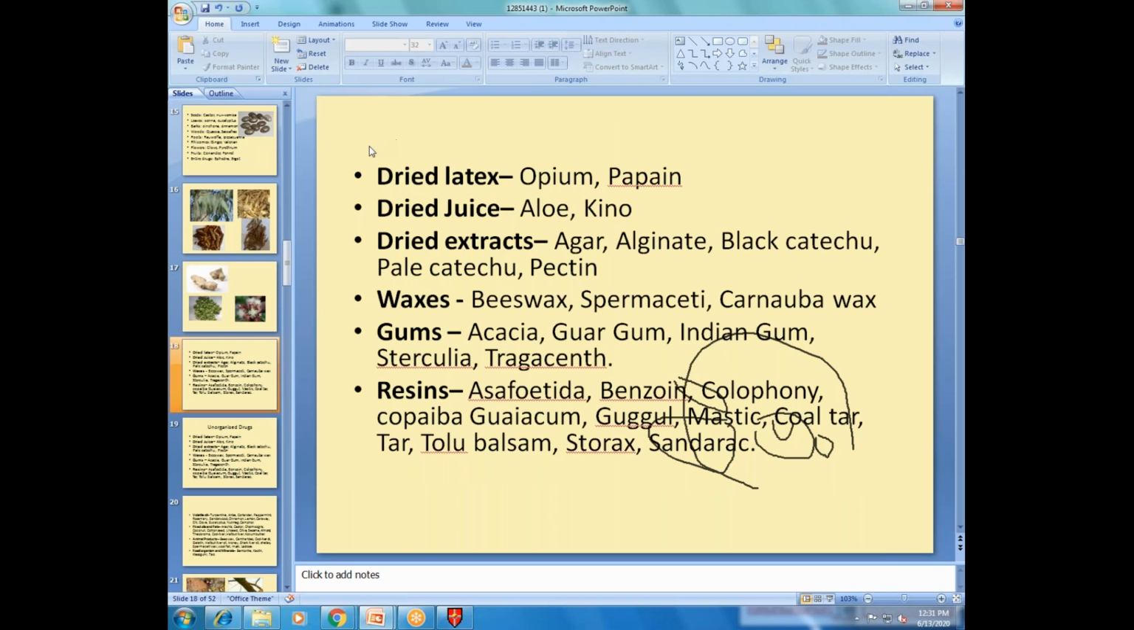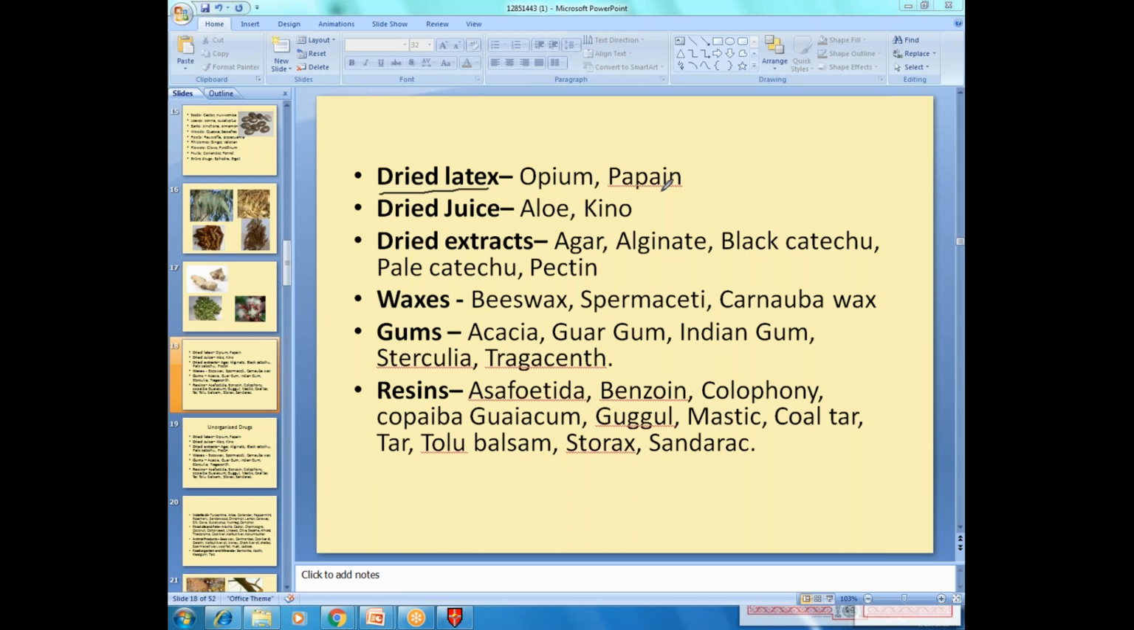So these are all what we call dried latex. So this is a dried latex. I've told you, latex means what? In papaya, whatever white juice comes out is called papain. Dried juice like aloe, dried extracts. There are different agars, everything you will read in detail later.